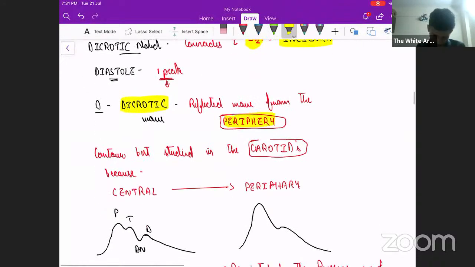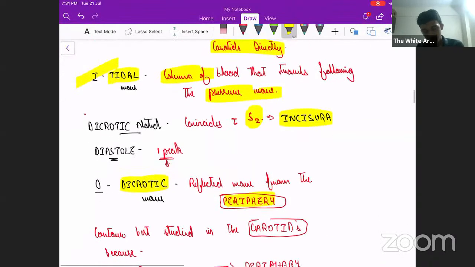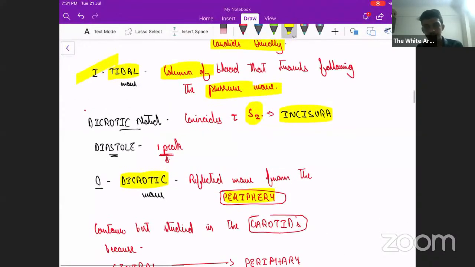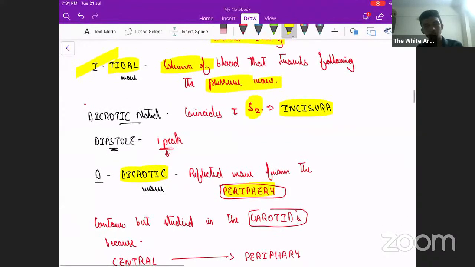Again, the contour is best studied at the carotids. I've already mentioned why. Do you expect any change to take place from center to periphery? Anyone? What happens once we go from center to periphery? As already mentioned, if anyone knows the answer, you can put it in the chat box.